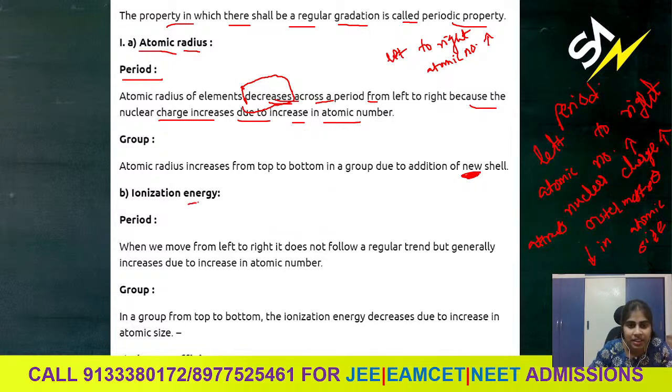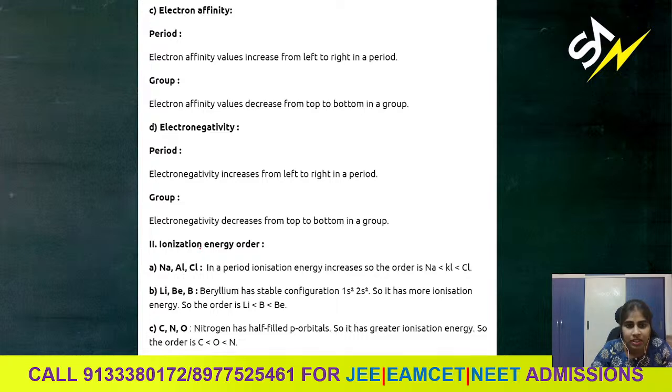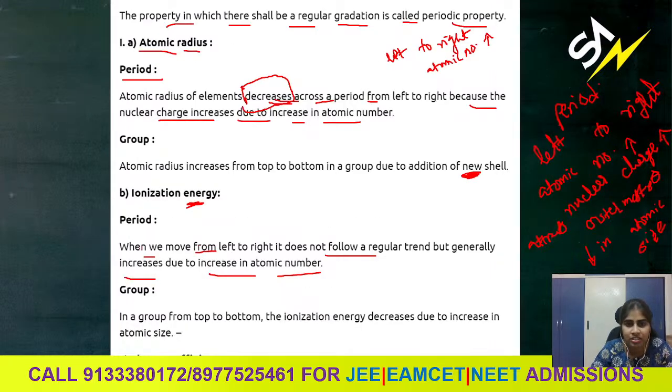And next, ionization energy. So what is ionization energy? The minimum amount of energy required to remove an electron from its outermost shell. So that is ionization energy. What happens to the ionization energy? In a period, when we move from left to right, it does not follow a regular trend, but generally it increases due to increase in the atomic number. Why does it not follow a regular trend? We will see it, because you can see this in the next question clearly.